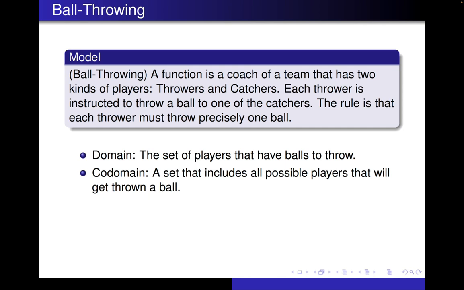Now, it is possible that when people are throwing, not all the catchers get thrown a ball. All that's required is each thrower throws a ball to somebody. And then your range, that is the actual players that are thrown a ball. Those are the people that actually catch a ball. Those are the catchers that actually get a ball thrown to them, at least one. Some of them may get more than one ball thrown at them, and they better have lots of protective equipment on.